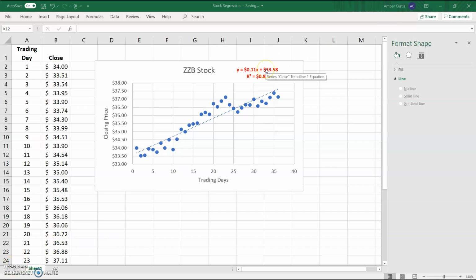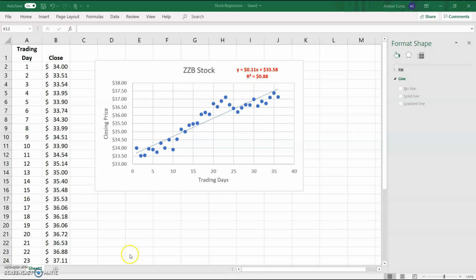Now, in reading this equation, I can say that the ZZB stock is increasing at a value of about 11 cents per day, because remember, X here is our horizontal axis or trading days, and that the initial or starting price on, say, day 0, right, or the day before our first day, was at about $33.58.